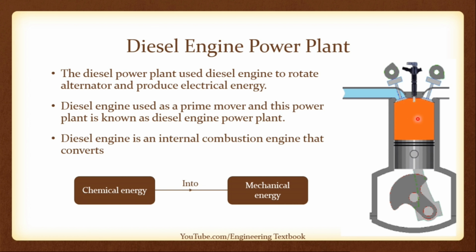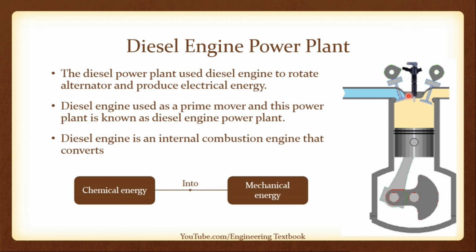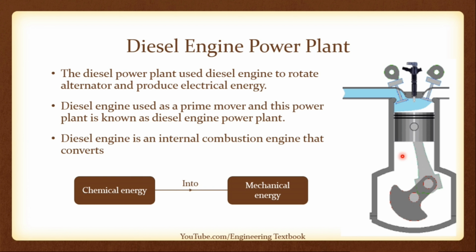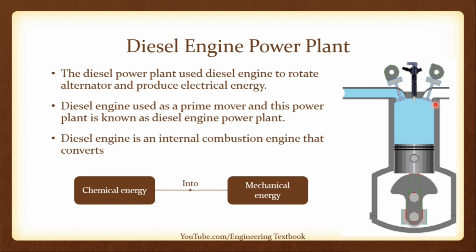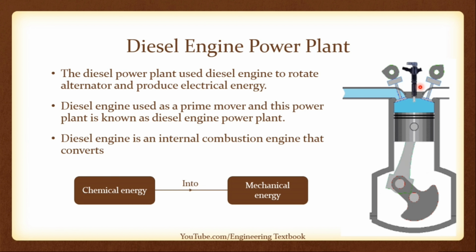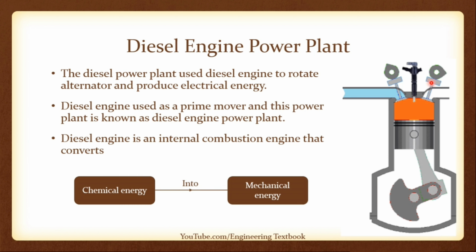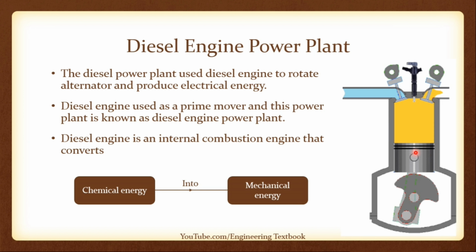As the air-fuel mixture ignites and burns, it pushes the piston downwards, driving the crankshaft. The outlet valve on the left opens to let out the exhaust gases, which are pushed out by the returning piston. This is how the diesel engine works. Due to the combustion of diesel, rotational energy is generated. The alternator is connected to the same shaft of the diesel engine, and is used to convert the rotational energy of the diesel engine into electrical energy.